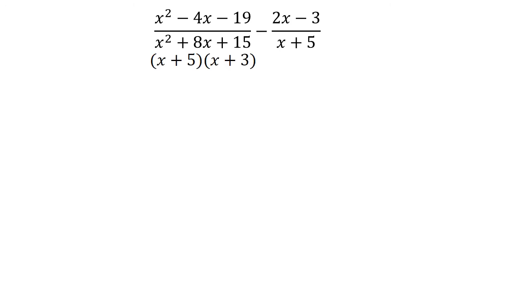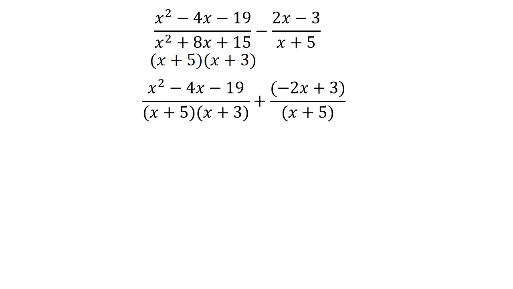Well, hey, x plus 5, that matches. So they have something in common. So I don't want to multiply them together to find the least common denominator. What I want to do is make it so they both match. So since the second one already has an x plus 5, all I need to do is multiply it by an x plus 3. And again, to help myself with the signs, I'm going to say, well, I'm subtracting 2x minus 3. Well, that's the same as adding negative 2x plus 3. So I'm going to change both of those signs. So this becomes an addition here.